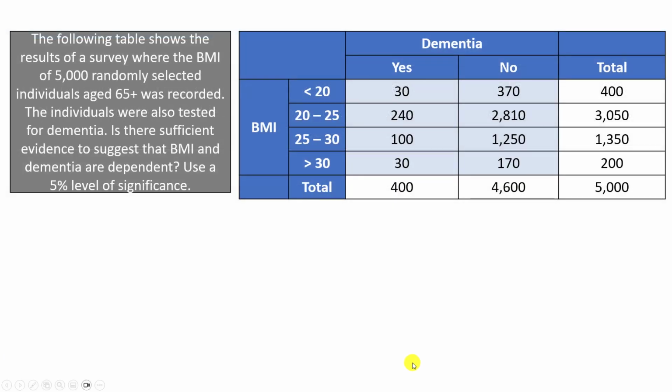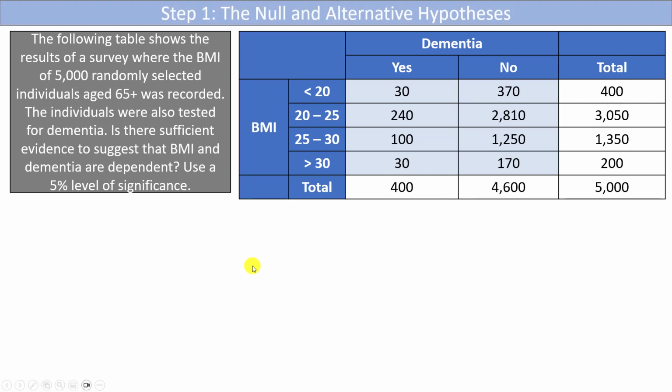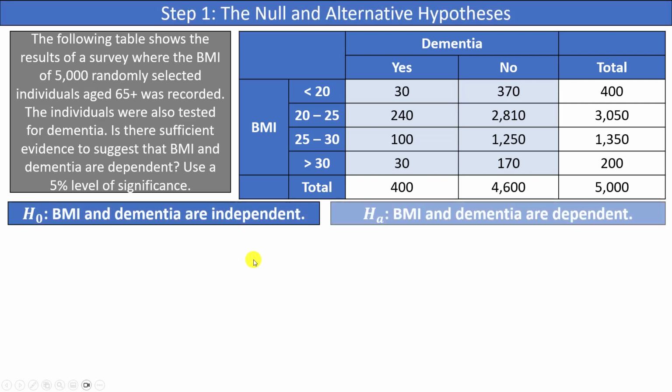So let's go ahead and look at an example. The following table shows the results of a survey where the BMI of 5,000 randomly selected individuals who are age 65 or older was recorded. The individuals were also tested for dementia, and we want to know if there's sufficient evidence to suggest that BMI and dementia are dependent at the 5% level of significance. So the very first thing you should do is set up your null and alternative hypotheses, which we already did on a previous slide. The null should always be independence, and the alternative should be dependence. So the null hypothesis is that BMI and dementia are independent, and the alternative is that they are dependent.